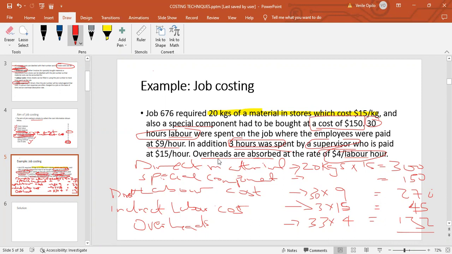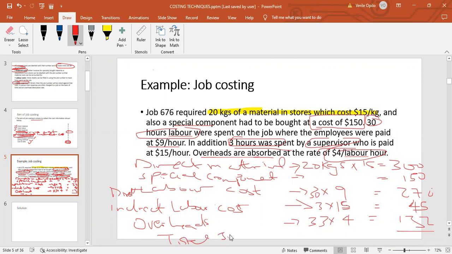ahead and do what? We can go ahead and add them up. We get the total job cost. So how much is the total job cost? So we come and add 300 plus 150 plus 270 plus 45 and then plus 132. That should give us that the total job cost for this particular unit will be equal to $897.